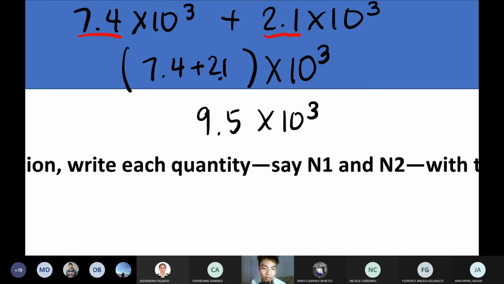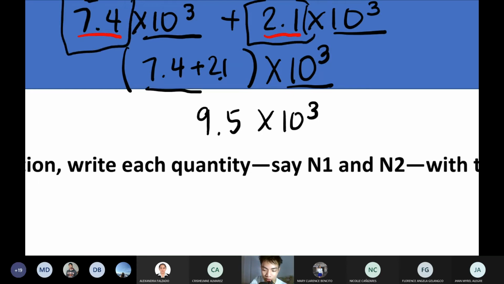So, again, you should check if they have the same exponent. Kapag same yung exponent, ano gagawin? Kopyahin mo lang yon. Tapos, yung pinag-add ko, yung mga coefficients na lang. Pag-add mo na lang yung coefficients to get your final answer. Okay? So, easy lang, no?